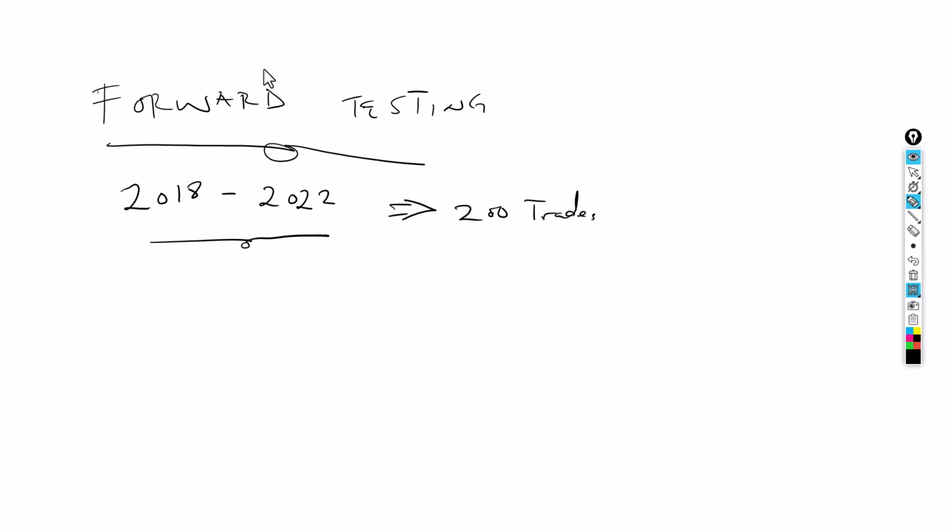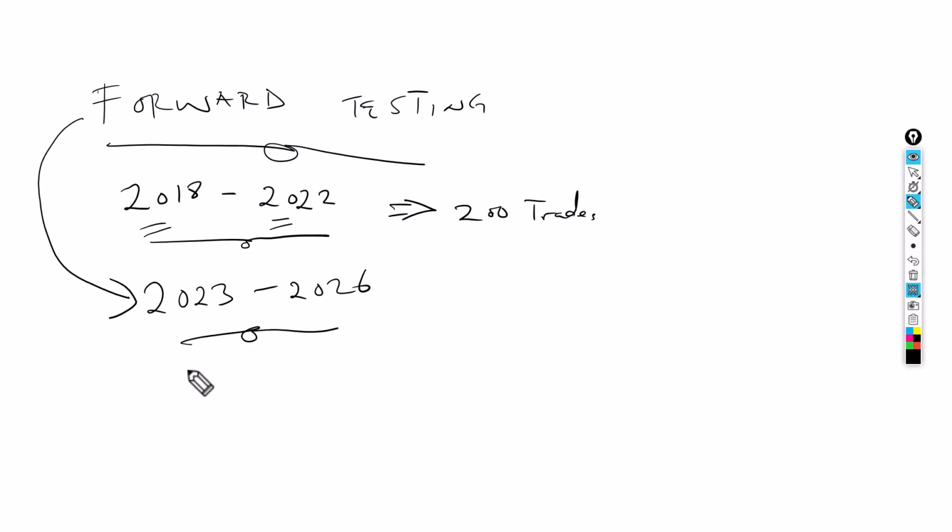Okay? So with back testing, for example, let's say you back tested your trading strategy from 2018, like I gave you in the example here, to 2022. With forward testing, what you're basically doing is testing the trading strategy with a time period that was not used during the back testing phase. So if your back test was from 2018 to 2022, then your forward test is going to be something like from 2023 to 2026.